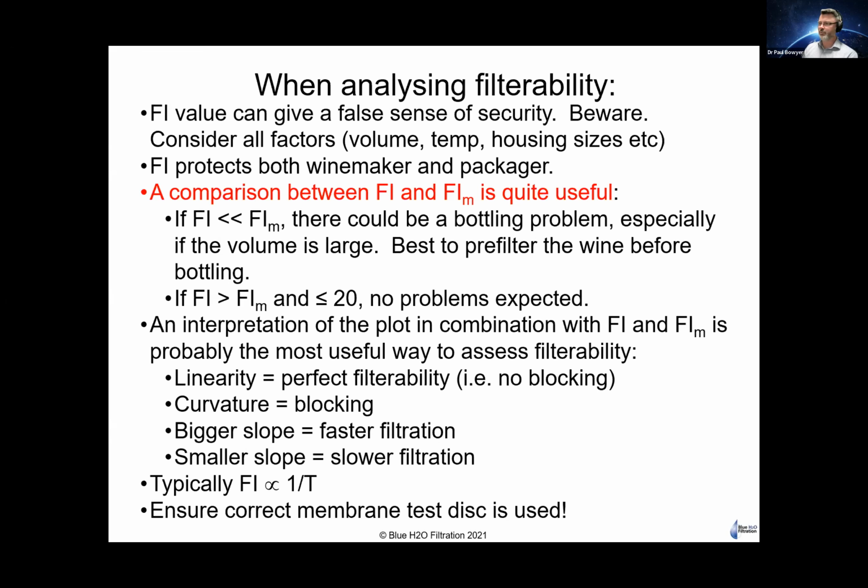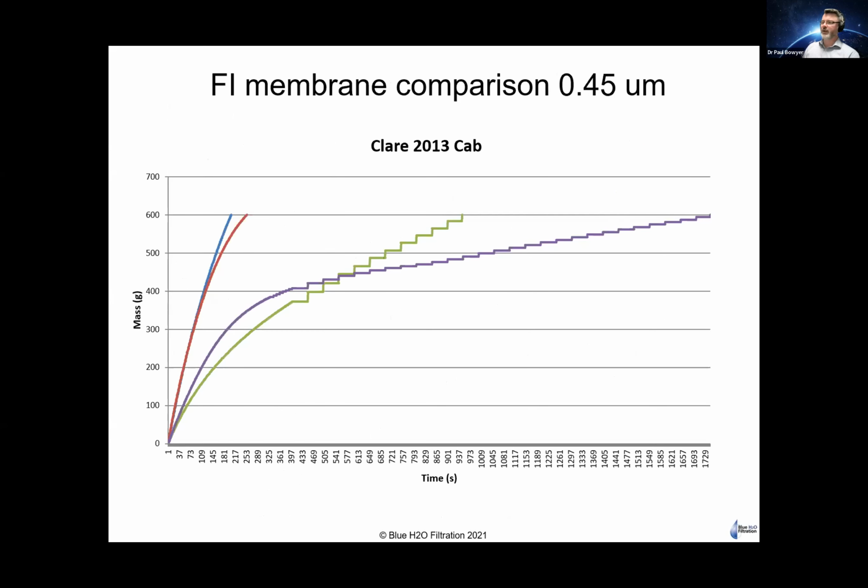At the bottom there is the point: ensure the correct membrane test disc is used. This is a really important point. It should be exactly the same as the membrane that the wine is going through on the packaging line. And to illustrate why that's so, this is one wine that was measured with 4 different test discs, and you can see those flux curves are all completely different.